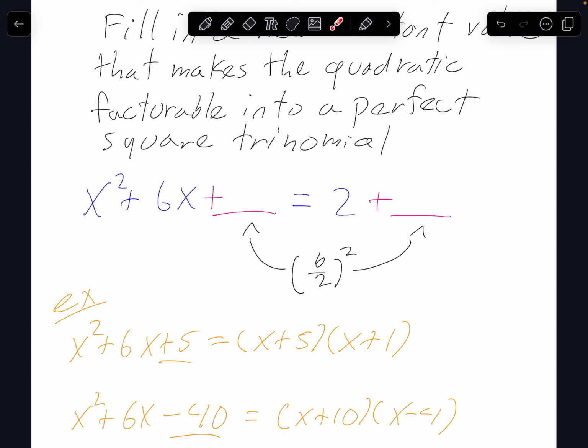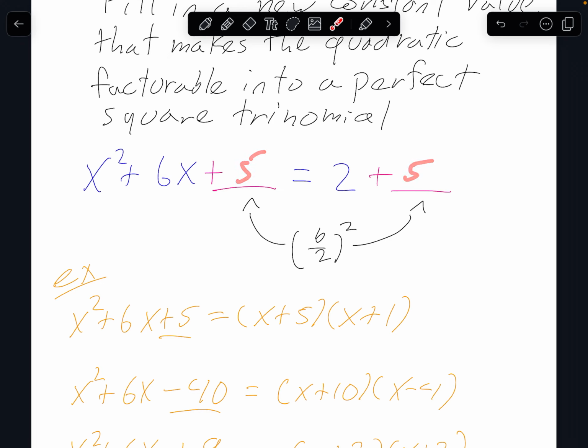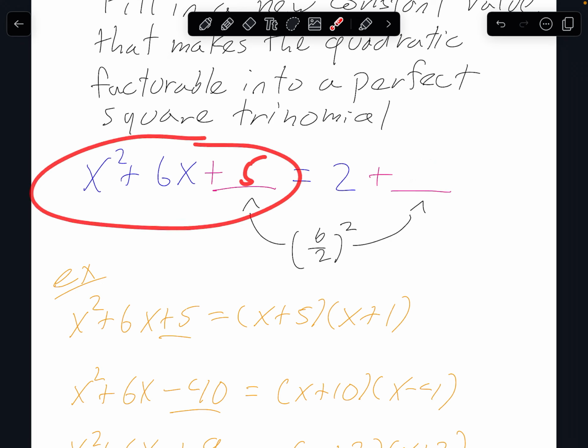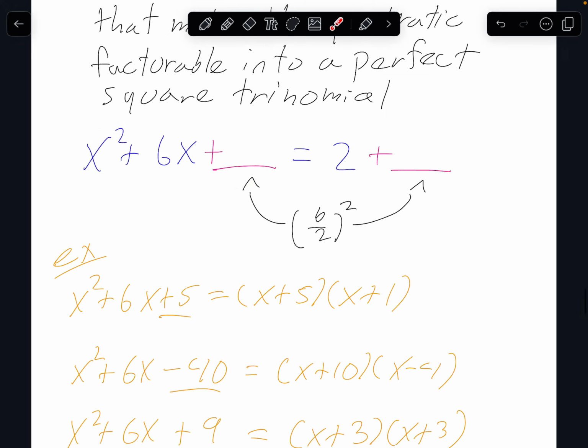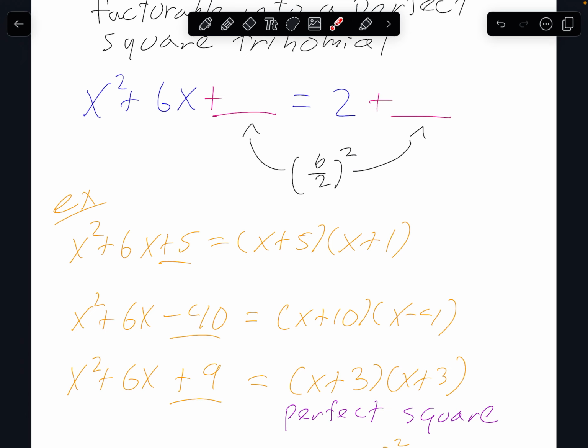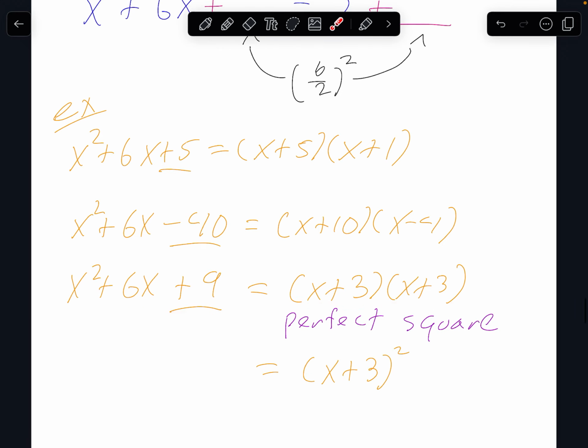If we filled in a plus 5 here, that would make this factorable. If we filled in a minus 40, that would make this factorable. But again, being only factorable is not good enough. We want it to be factorable into a perfect square trinomial. And the only thing that's going to achieve that here is a positive 9. Because x squared plus 6x plus 9 factors into two binomials that are the same, x plus 3 times x plus 3. That means x plus 3 to the second power. I hope this looks familiar based on what we talked about earlier.